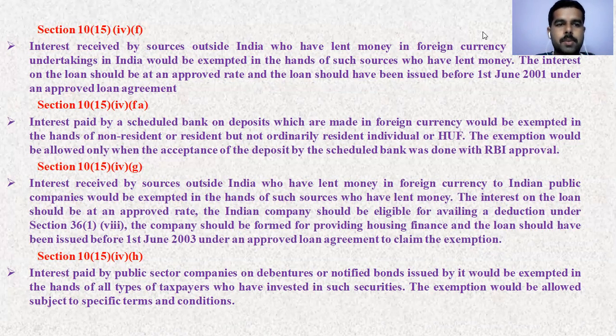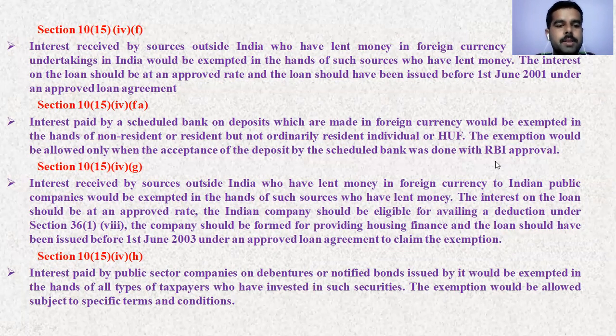The next, interest paid by scheduled banks on deposits. Okay, interest paid by scheduled banks on deposits made in foreign currency would be exempted in the hands of a non-resident or resident but not ordinarily resident individual or Hindu undivided family. The exemption would be allowed only when the acceptance of deposit by the scheduled banks was done with RBI approval.